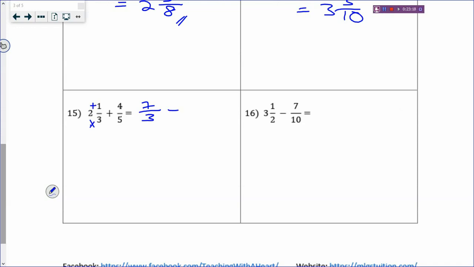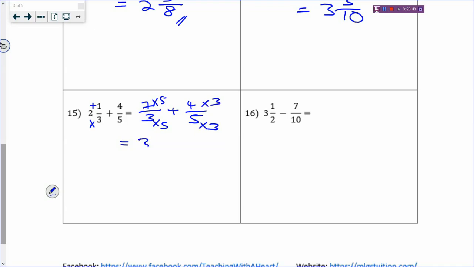Plus 4/5. Alright, after you change it into improper already, then you change the denominators to be the same. Make the denominators the same. So what's the common multiple? 3 and 5. The common multiple is 15. So 3 times 5 and 5 times 3. Alright, you want the first common multiple. And then on top, you also times 5. And then over here, you times 3.